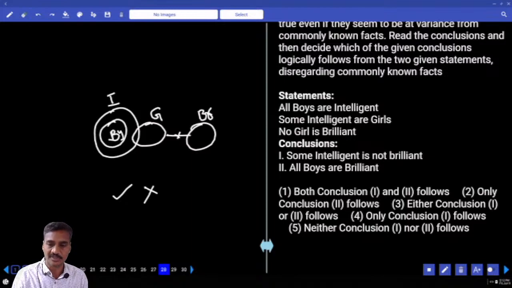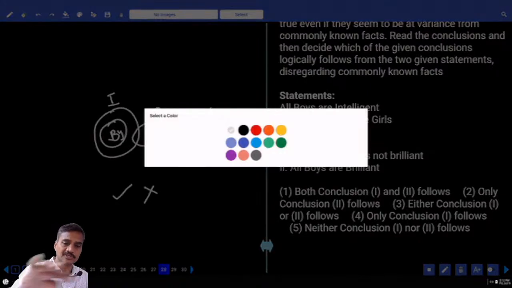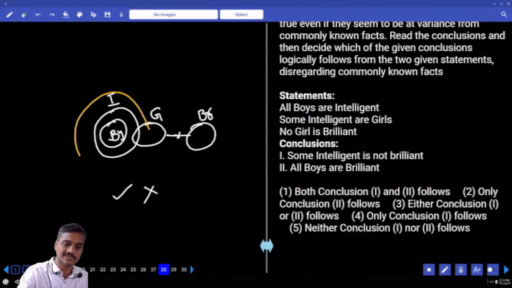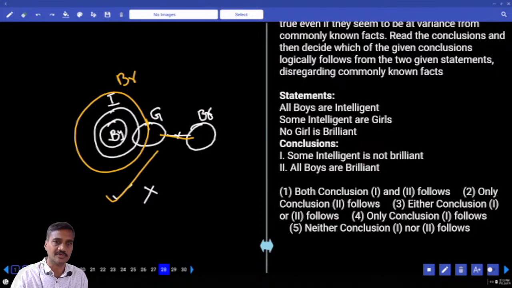Then first one, some intelligent are not brilliant. To make this one false, all intelligent are brilliant. Is it possible to write all intelligent are brilliant? If you write brilliant like this, no girl is brilliant will become false. Some of the girls are brilliant, hence that is false. And what is your answer? Alternate diagram cannot be drawn, and this will be true forever. 28, only one, and it is choice 4.